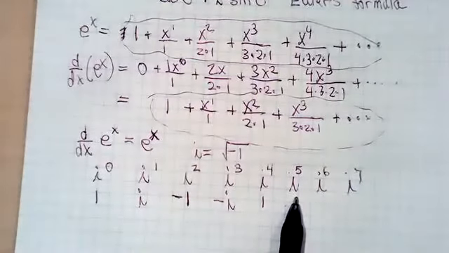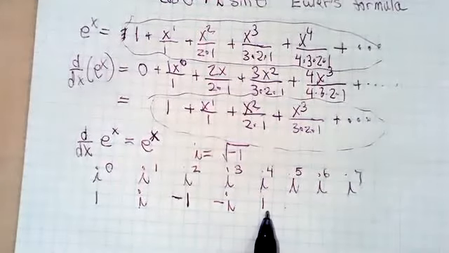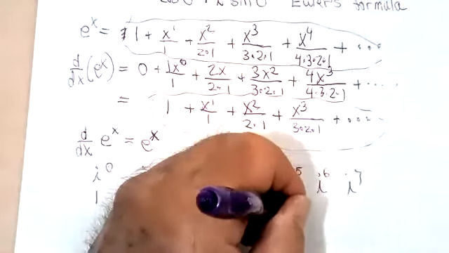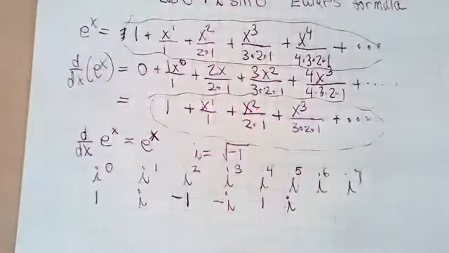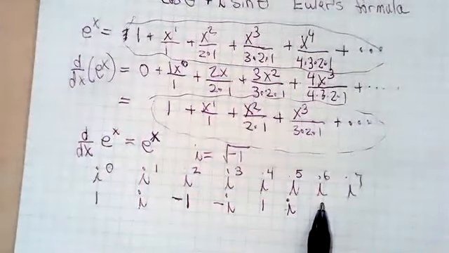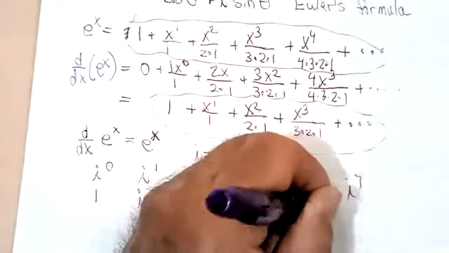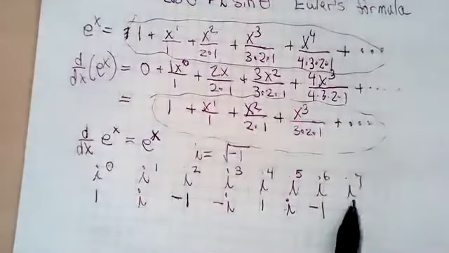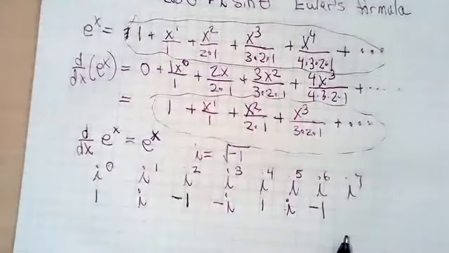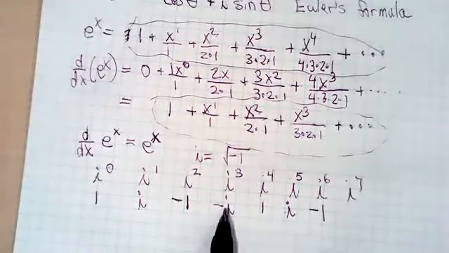Okay, i to the 5th. Well, that would be i to the 4th times i, but i to the 4th is 1. So that's just back to i. i to the 6th, well, you take out 4 of those factors. i to the 4th, that's 1 times i squared. i squared is -1, so -1. i to the 7th, that's i to the 4 plus 3. The i to the 4 part is just 1. i cubed is -i.